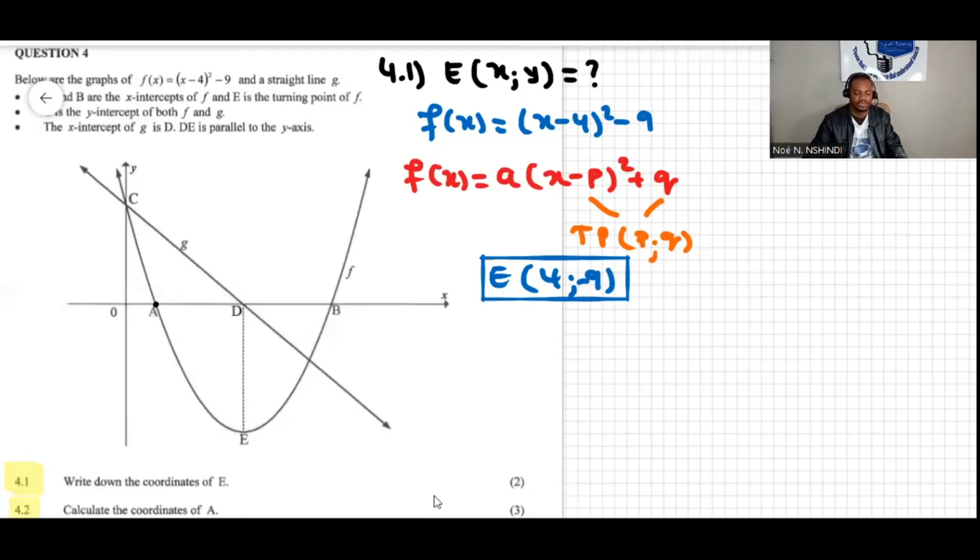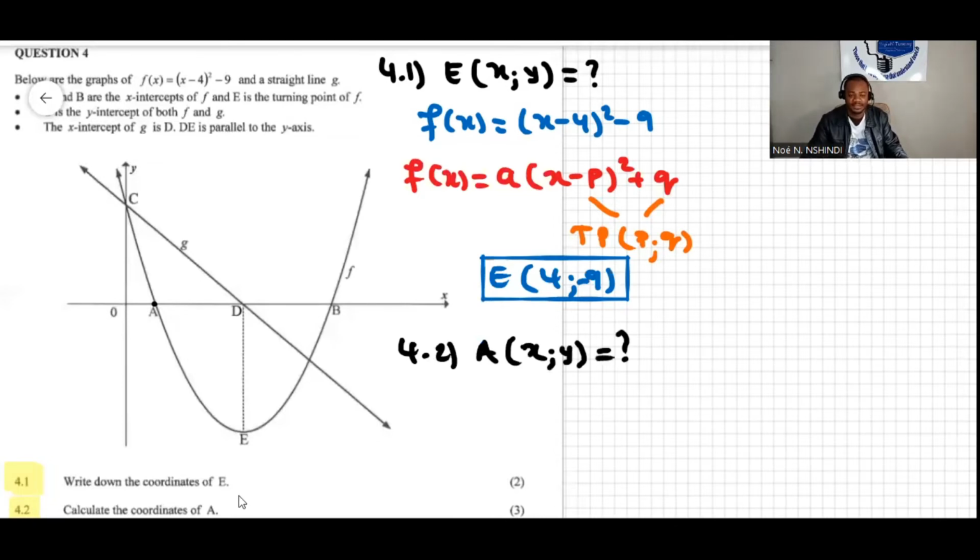This one says calculate the coordinates of A. So the point A is this point there. As we can notice, A is an x-intercept. So let me write here 4.2. We're looking for the coordinates of A, x, y.